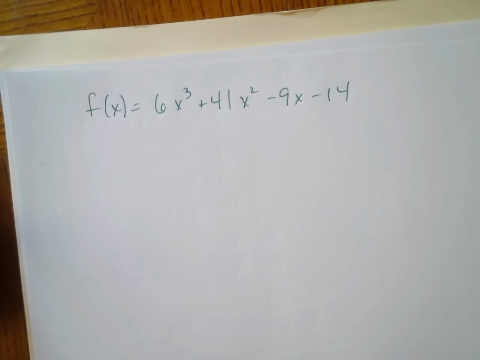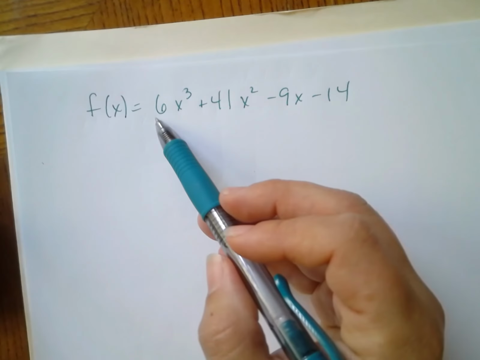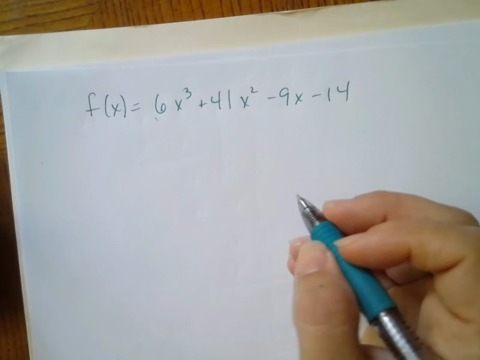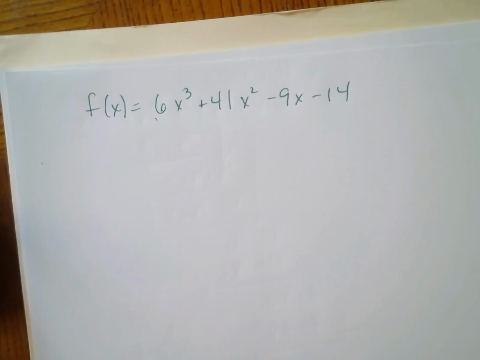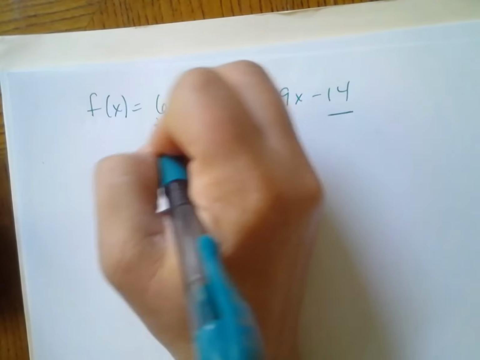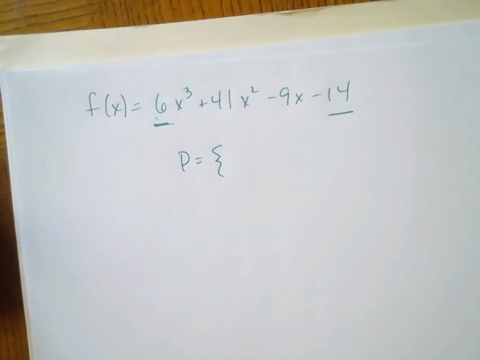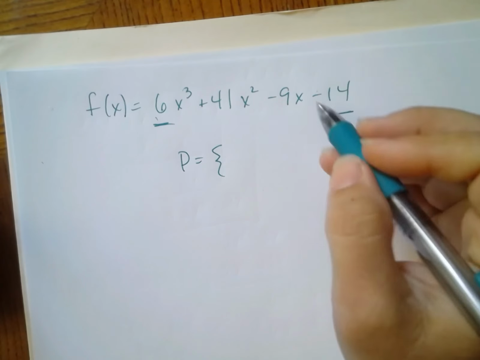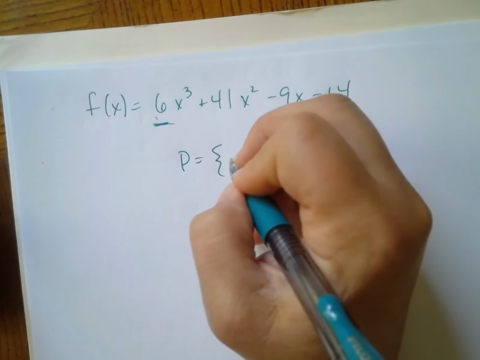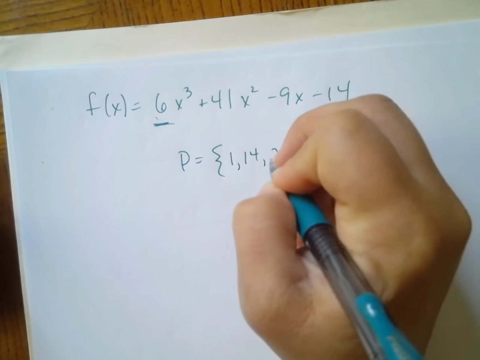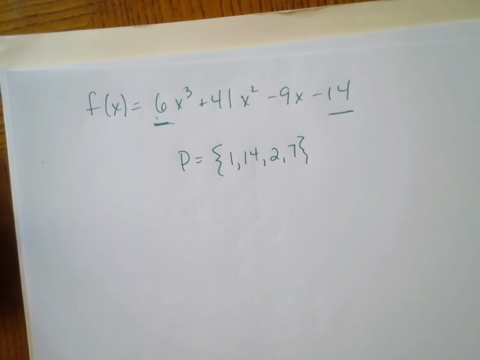Now this one's a little bit more interesting because in the last ones, my numbers didn't have very many factors. This time I don't have a leading coefficient of 1. So I'm remembering from my rational zero test that all of my rational zeros will come from factors of the constant term divided by factors of the leading coefficient. So all of my possible p's are factors that multiply together to give me 14. That would be 1 and 14, and then 2 and 7. So those are all my possible p's.